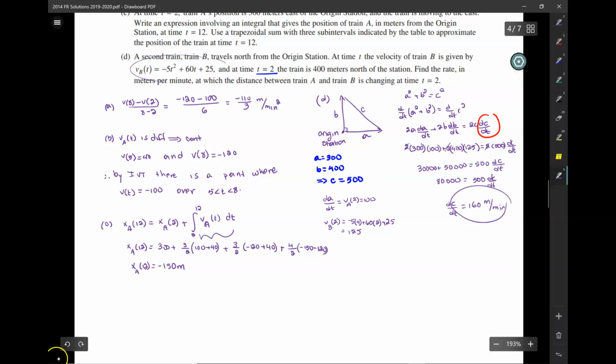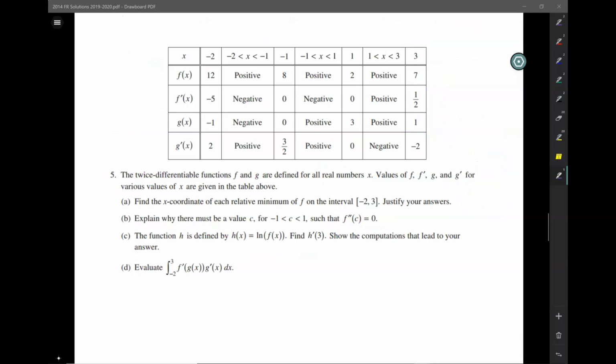All right, number 5, we have an impressive chart here. Now it says the twice differentiable functions f and g are defined for all real numbers x. Values of f, f prime, g, g prime are given. So first, find the x coordinate of each relative minimum of f on this interval.